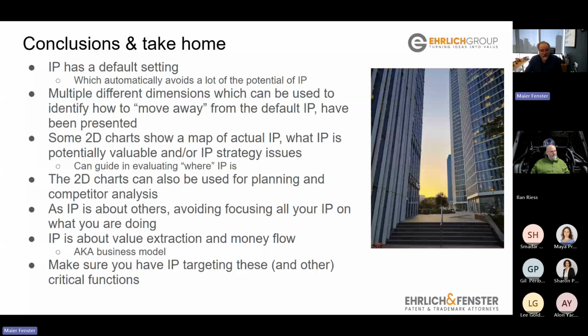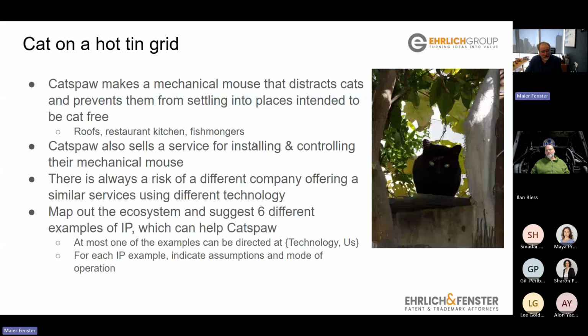Take this example of a cat paw company. We can have a situation where cat paw sells mechanical mice, and maybe another company is going to offer the same kind of service cat paw is doing, but with a different technology. So we have to plan what IP we should have. And we already know that it's not going to be only IP on what cat paw is doing.